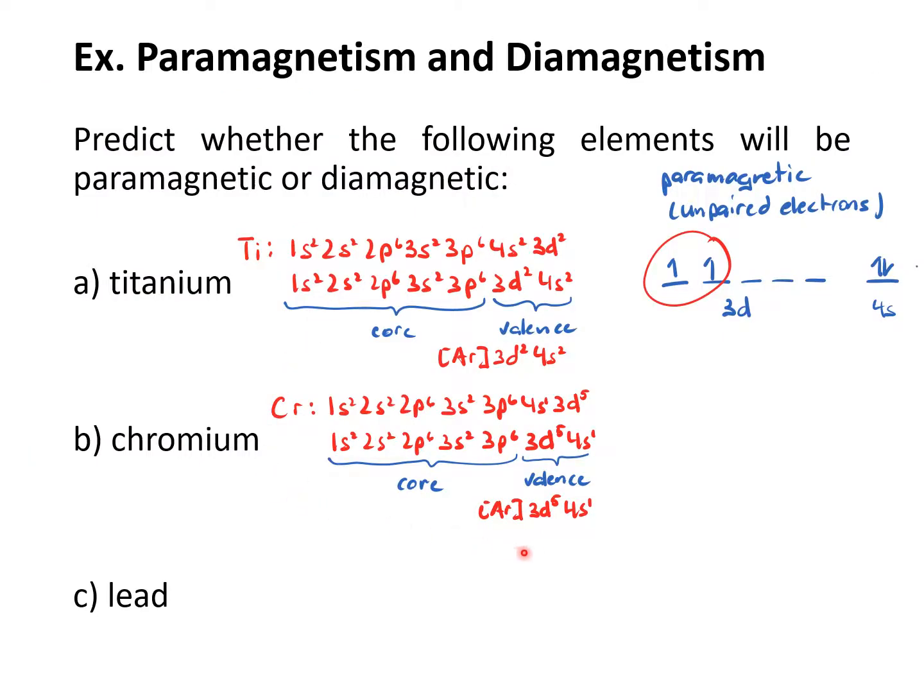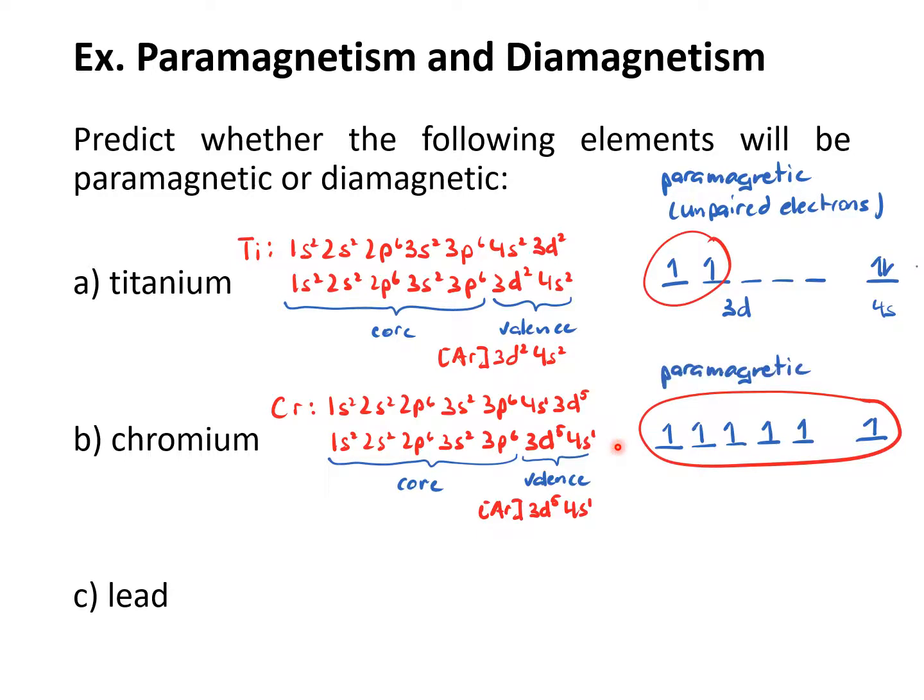So for chromium, starting with the electron configuration, we can now write the partial orbital diagram. Again, the 3d atomic orbitals are lower in energy than the 4s atomic orbitals, so we write those 3d atomic orbitals first. And since we have 5 valence electrons in the 3d atomic orbitals, we have 1, 2, 3, 4, 5 electrons in the 3d atomic orbitals and 1 electron in the 4s atomic orbital. And here we notice that we have 6 unpaired electrons, and therefore chromium is paramagnetic.